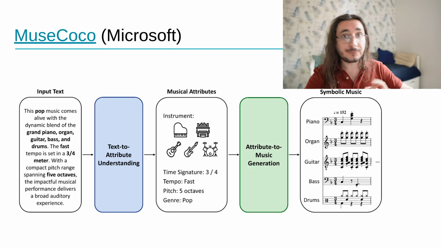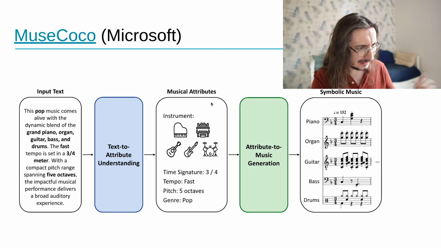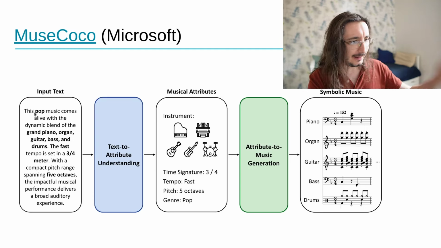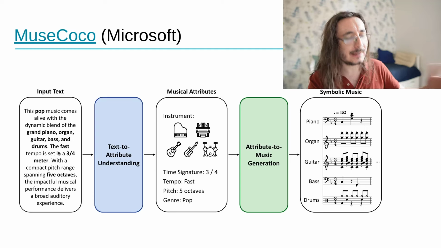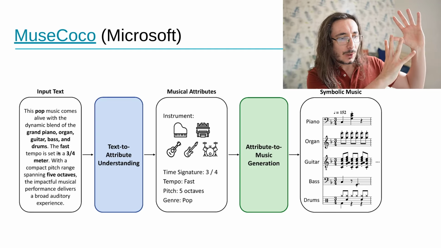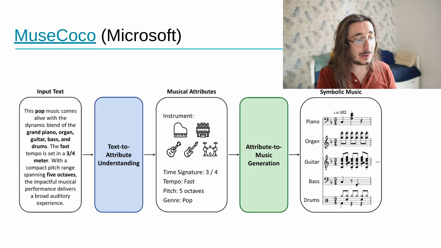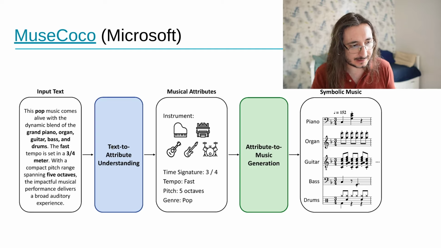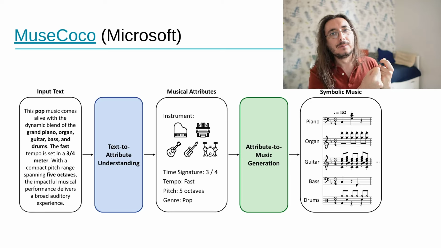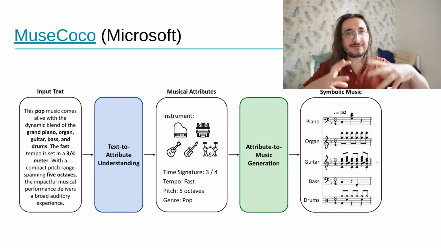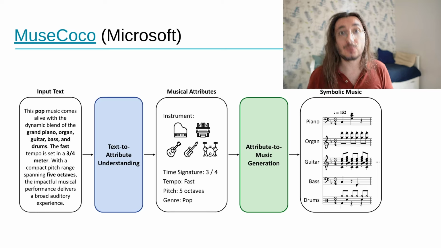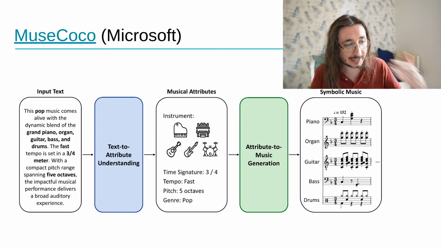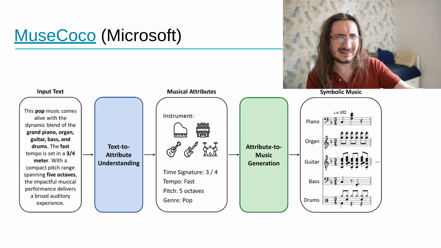So you start with a free-form input text, just like MusicGen. In this diagram, we have this example: this pop music comes alive with the dynamic blend of the grand piano, organ, guitar, bass, and drums, and so on and so forth. Now, we feed that free-form input text into a model that does text to attribute understanding. So this is a natural language processing model that takes a free form description and converts it into a fixed series of musical attributes. What are these musical attributes? Well, you can see them here. So these are the different instruments, time signature, tempo, pitch, genre, and so on and so forth. I believe that they have more than this.